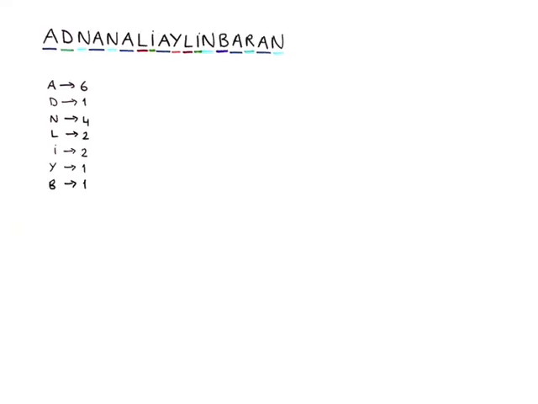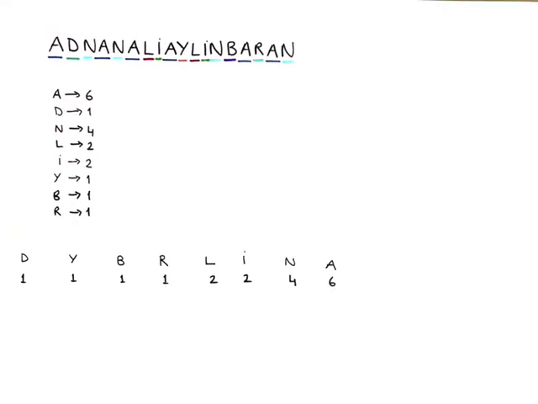We want to code this statement. It has 6 A's, 1 D, 4 N's, 2 L's, 2 I's, 1 Y, 1 B, and 1 R. We first write the frequencies of each letter and start our greedy process.